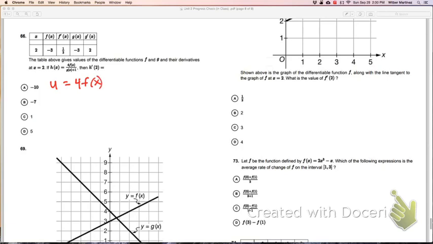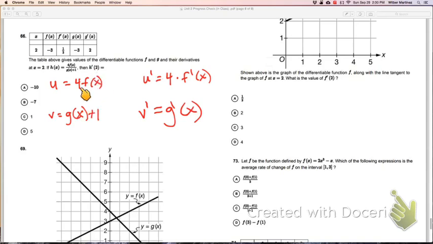to take the derivatives, u prime would be 4 times f prime of x, and v prime would be g prime of x. The derivative of 1 would go away because that's 0. So then from here we would just evaluate at 2. So 4 times f of 2. Well, let's see. F of 2 is equal to negative 3. So this would be 4 times negative 3, which is negative 12.